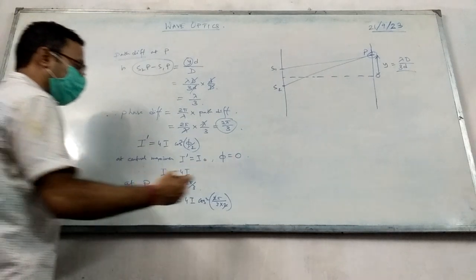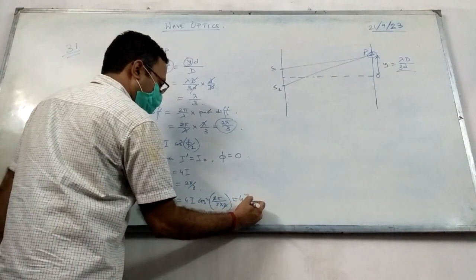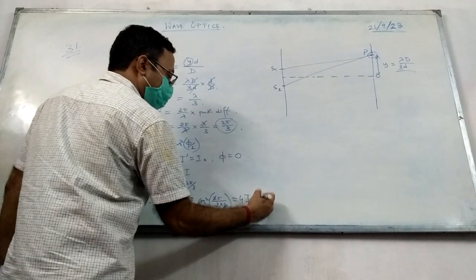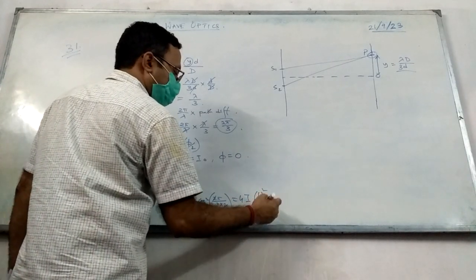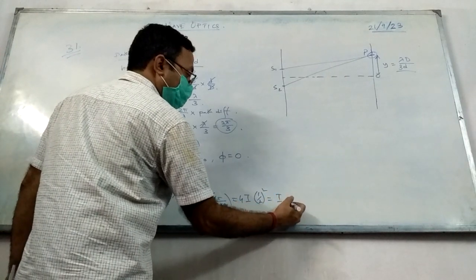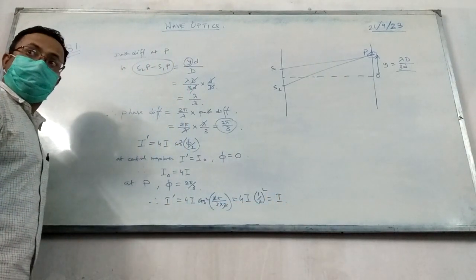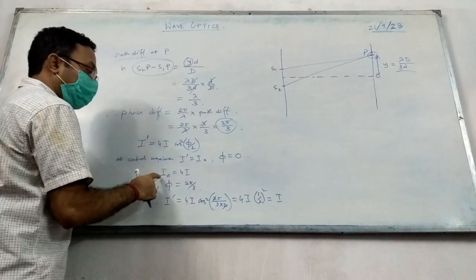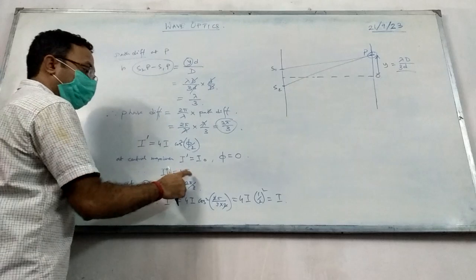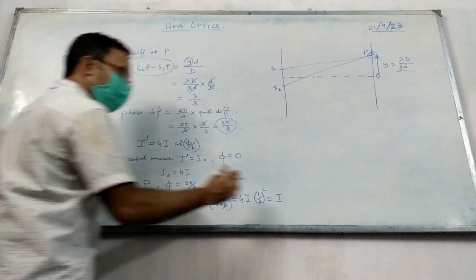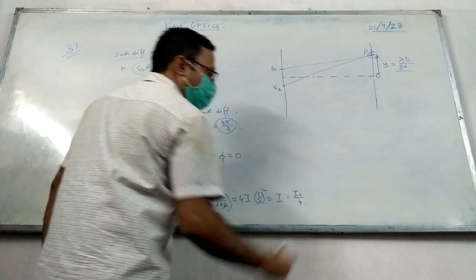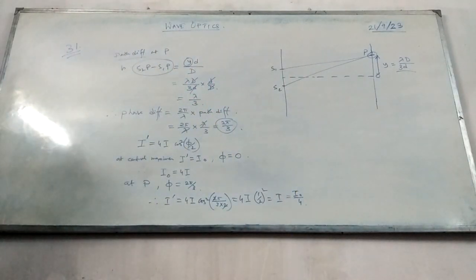So what is cos 60 degrees? 1/2. 4I times half square, right? So half square means what will it become? It becomes I. Yes or no? But what is the value of I naught? Look, what is the value of I naught? It is 4I. So what will be the value of I? I naught by 4. So the intensity at point P will be I naught by 4.